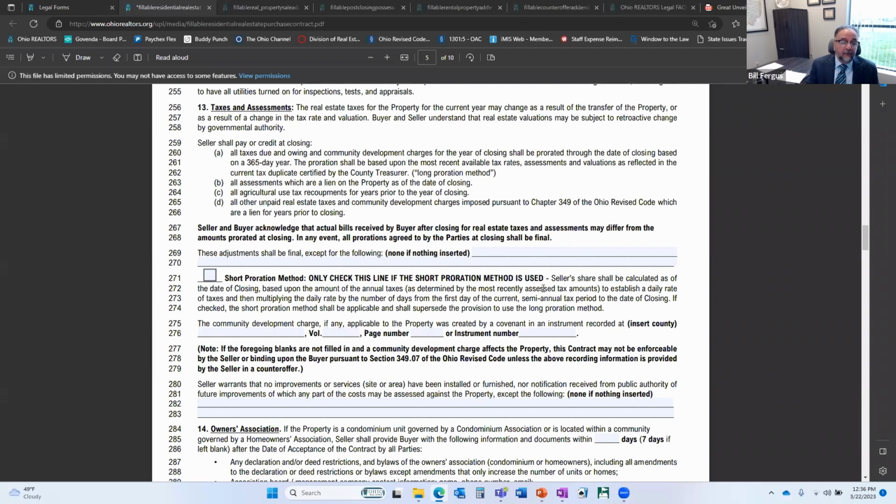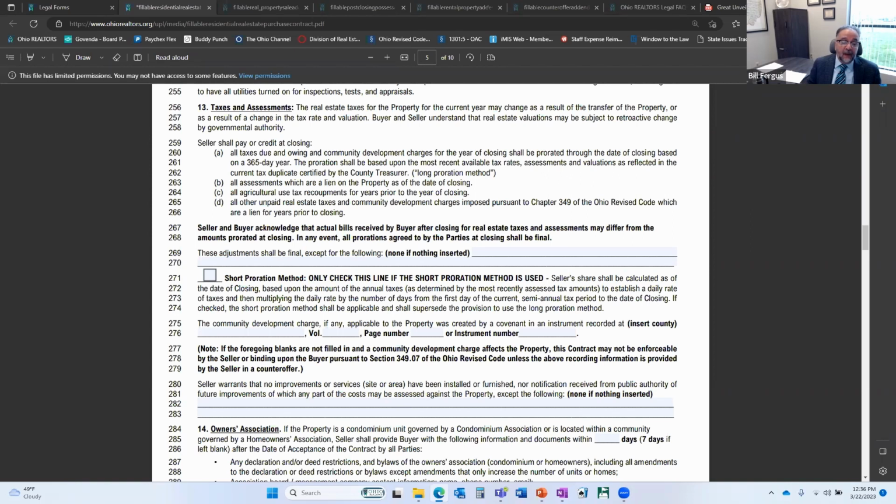If you're in day 184 of 365, and the property taxes have yet to be paid, in arrears, on that 184, which you probably haven't, then that's going to be the basis for your proration: 184 over 365.